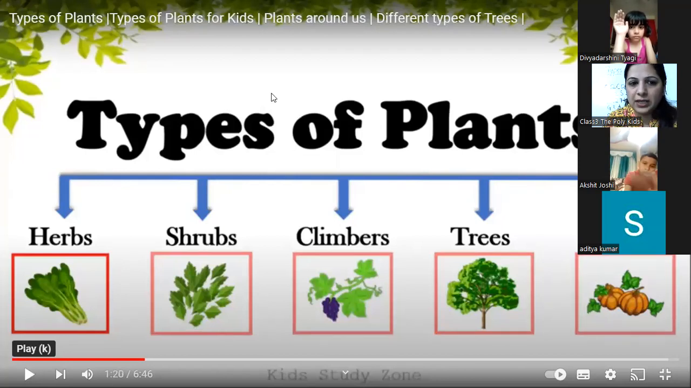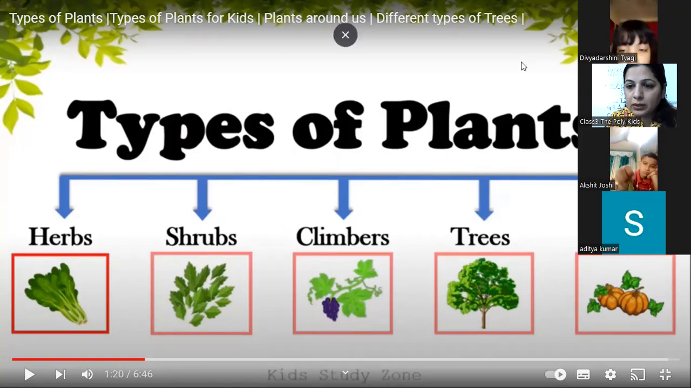Divya Darshini, you want to say something? Yes, ma'am. Yes, beta. Ma'am, there are so many plants on the earth. Yes, very good. There are so many.